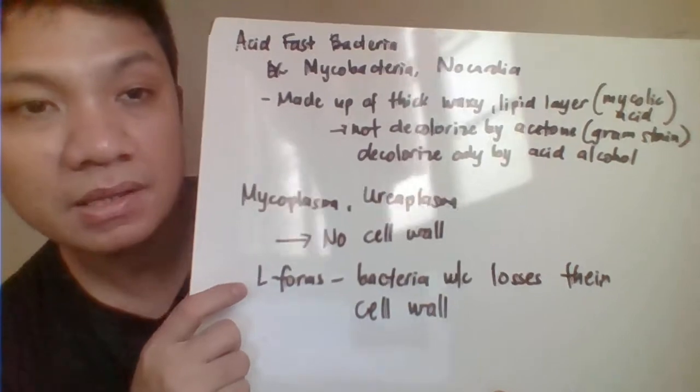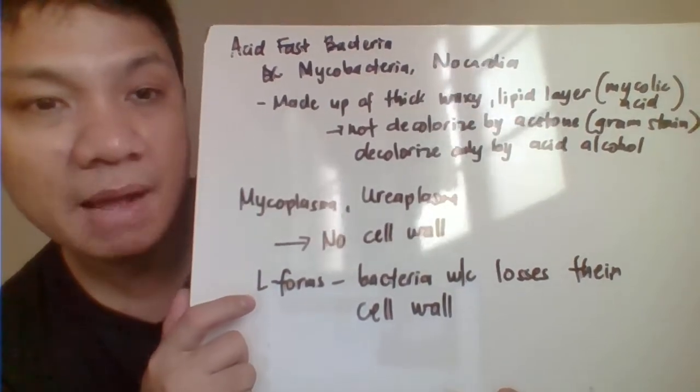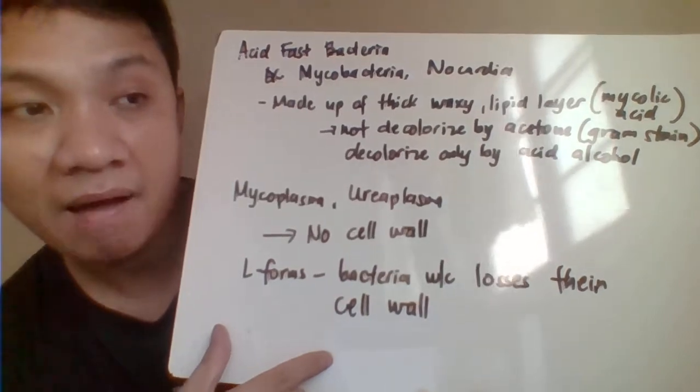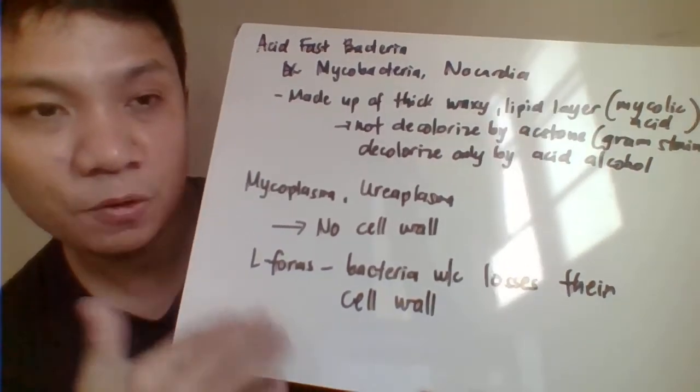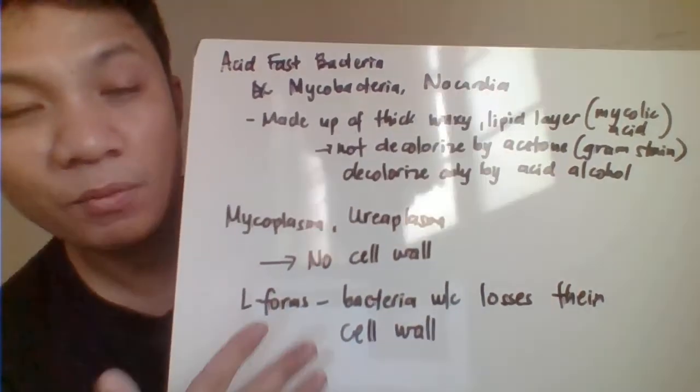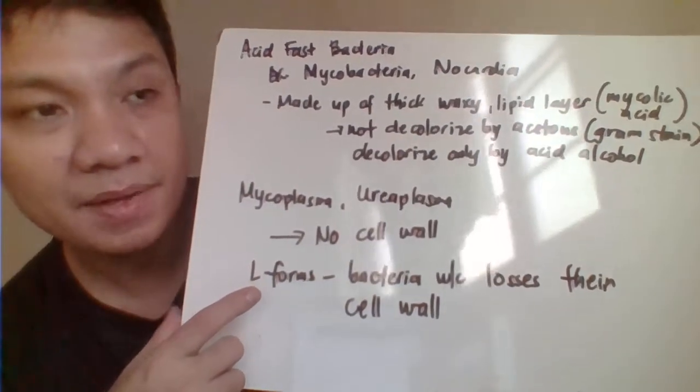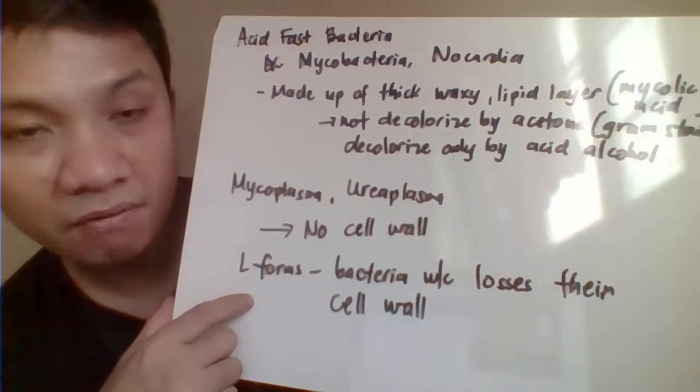Then we have here the bacteria Mycoplasma and Ureaplasma. So this is a special type of bacteria wherein they don't have the cell wall. So at birth, okay, wala talaga silang cell wall. We need to differentiate your Mycoplasma and Ureaplasma with your L forms.